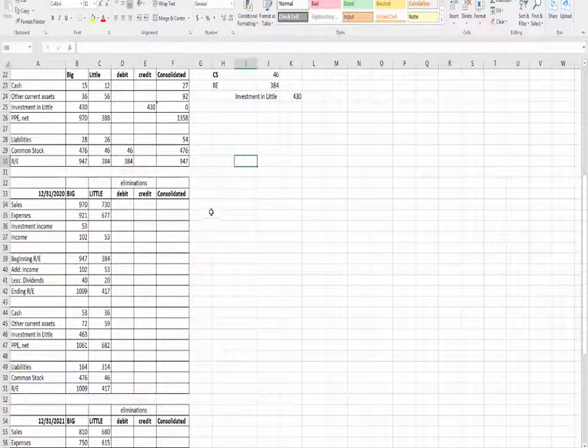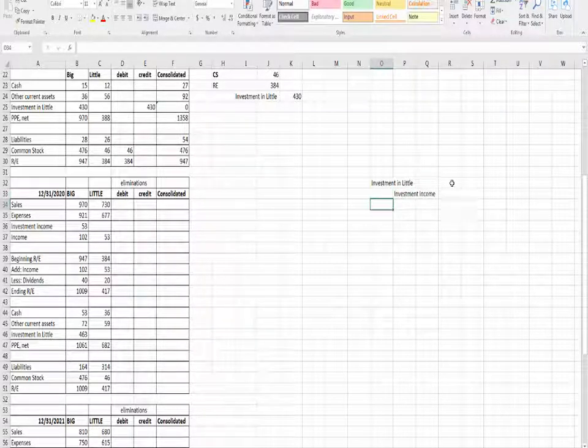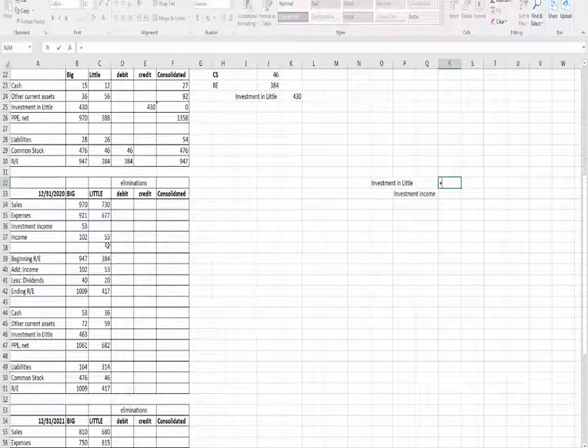Okay, let's go ahead and go down to the end of 2020. And let's do our equity method entries first. Let's do those over here to this side. So, income and dividends. We have our investment income. And again, we are the sole shareholder, so we're going to get 100% of Little's reported earnings of $53.